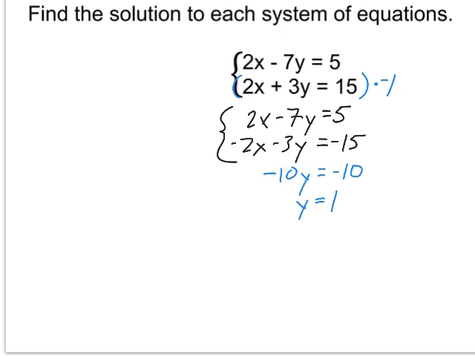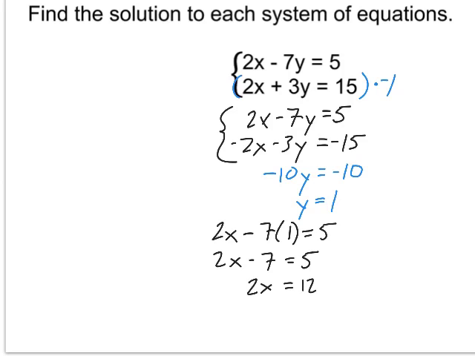Plug it back into either one of the original equations. Again, it doesn't matter which one you plug it into. So they look about the same to me here. I'll plug it into the first one then, just because I tend to default to the first one. So I'm going to add 7 to both sides, and then I'm going to divide both sides by 2. I find that x is 6, so my final answer here is going to be 6, 1.